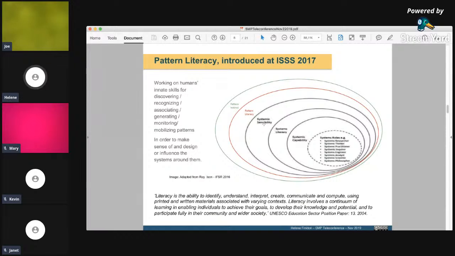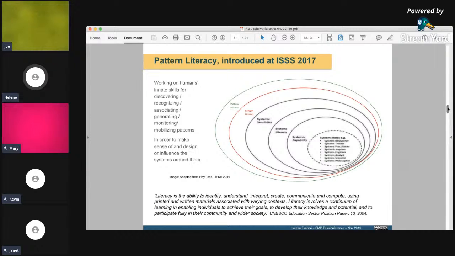So the interesting thing is that, and sorry, I'm getting a bit out of breath when I talk, literacy is defined in a UNESCO position paper from several years ago as the ability to identify, understand, interpret, create, communicate, and compute. So in this particular case, it's using printed and written materials associated with varying contexts, but we can extend that to different forms of signs or different forms of languages. And it involves a continuum of learning and enabling individuals to achieve goals, develop knowledge and potential, and to participate in their community and wider society.